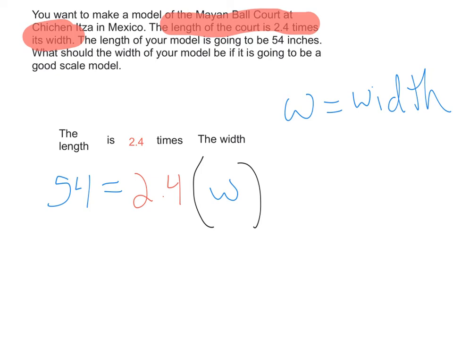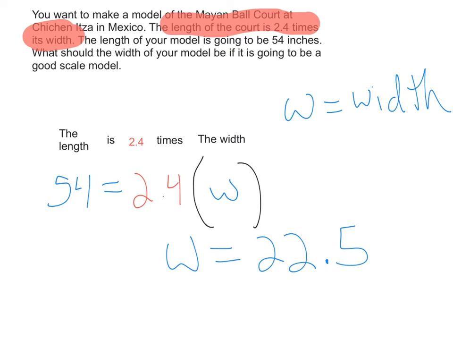Now if I want to go for solving, all I have to do is do some division or plug and chug until I find the answer that works. I'm going to choose to do some division and just see, okay, 54 divided by 2.4 and see how that comes out. 22.5. So in this case, w equals 22.5. And there I've taken a word problem and transferred and written an equation.